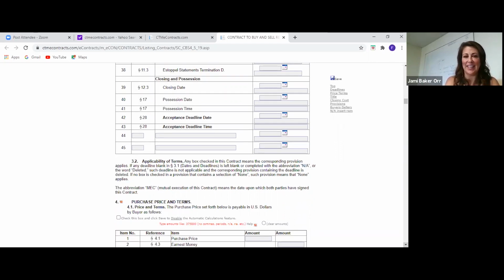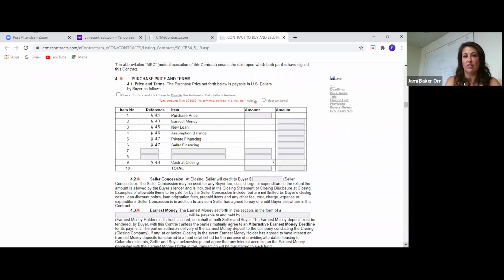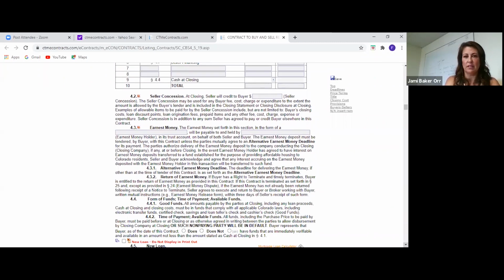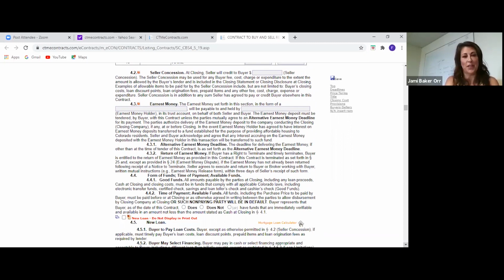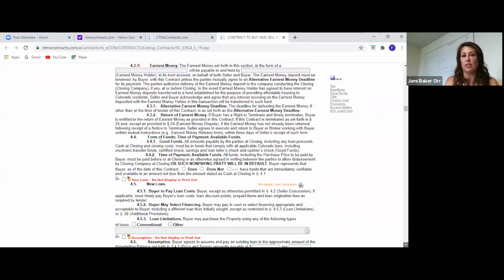And then closing date, and of course purchase price. I've never seen seller's concessions on land, but you could try anything once, see if it works. Earnest money, just who it's going to.